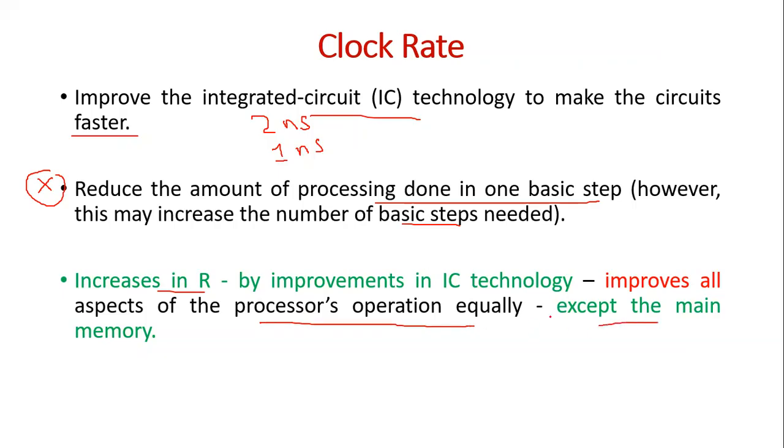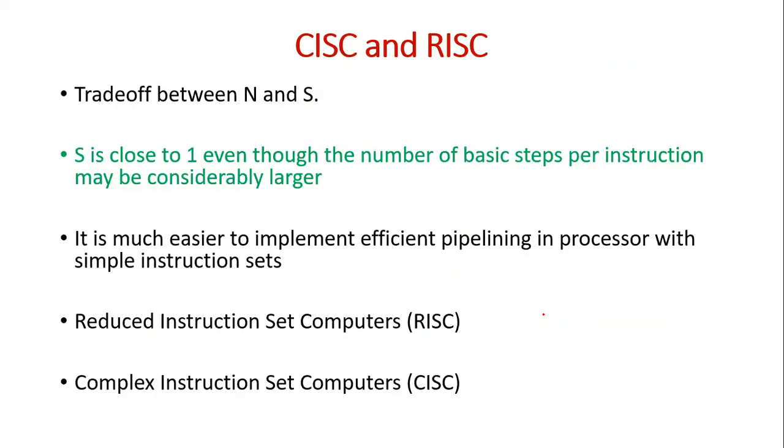By increasing R, the entire processor's operation will equally improve, except the main memory, because compared to the processor, main memory is a slower device. Then the speed compensation should be done by using cache. This is how we can increase the clock rate.